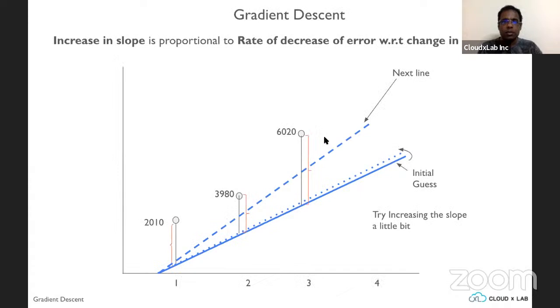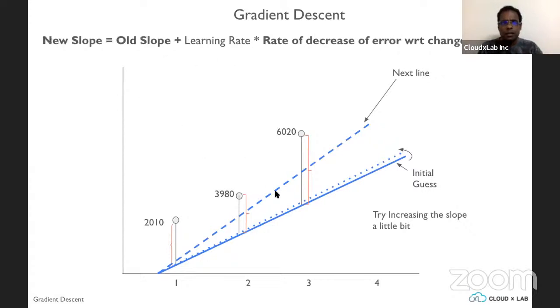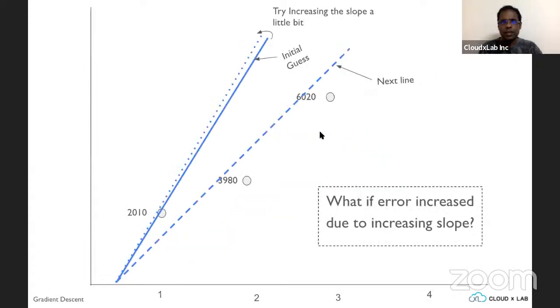So what happens is that this change in the slope is essentially proportional to the decrease in the error. If the error is decreasing really fast, it would say go more in that direction, that is the right direction. In reality, we have something called a learning rate, a constant that is multiplied. You basically take the old slope and apply a small delta based on the errors you have seen. That is how this works.